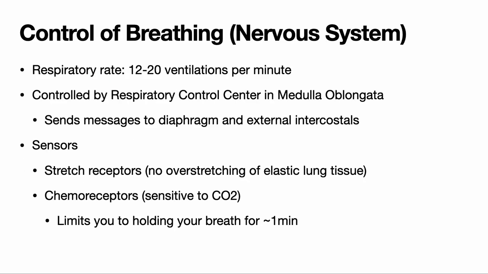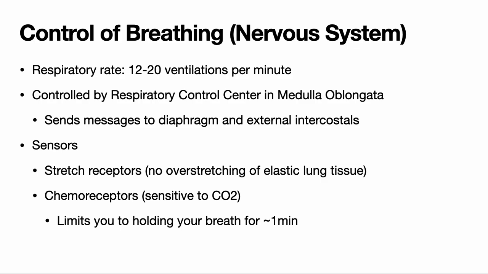Okay, so that might beg the question, how does your brain or nervous system regulate or control breathing? Well, it does that mostly by the respiratory control center that's located in the medulla oblongata, which you might remember from AP1 is part of the brain stem. So our normal respiratory rate is about 12 to 20 ventilations per minute. And again, that can be adjusted or regulated by these centers in the brain.